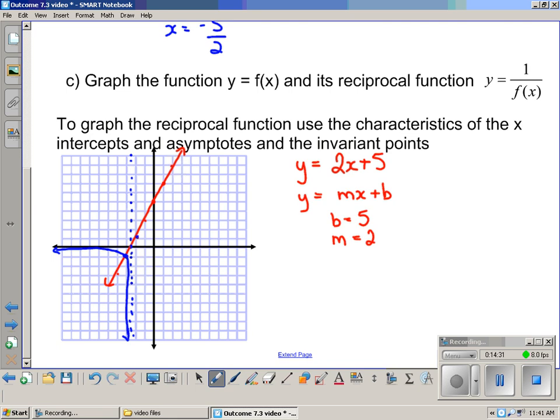I can follow the same reasoning in the top part of my graph. At this point, my original function is 3, so it's going to be 1/3. And it's going to get closer and closer to 0, but never reaching. And same idea here. So the blue is the graph of our reciprocal.